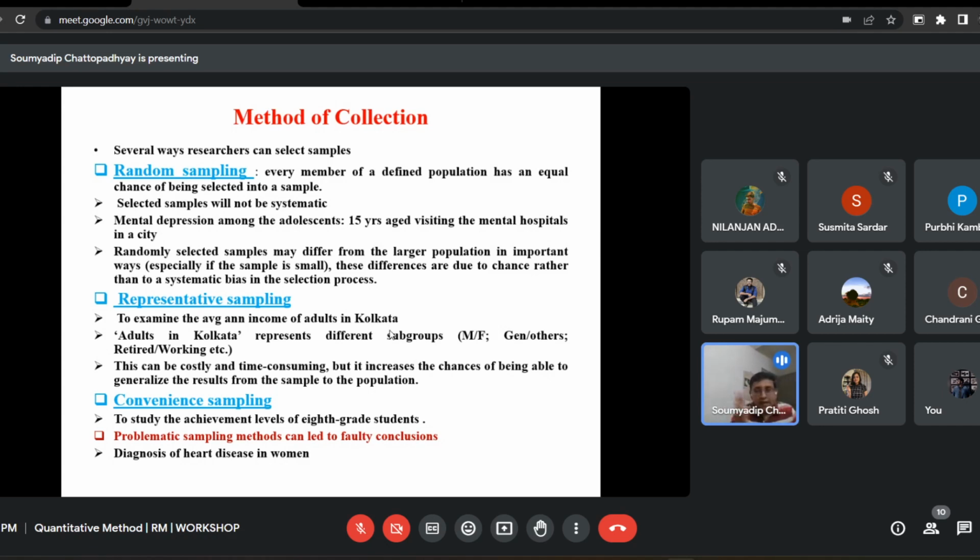Obviously, as you can easily understand, this process is definitely costly, and this process is definitely time consuming.